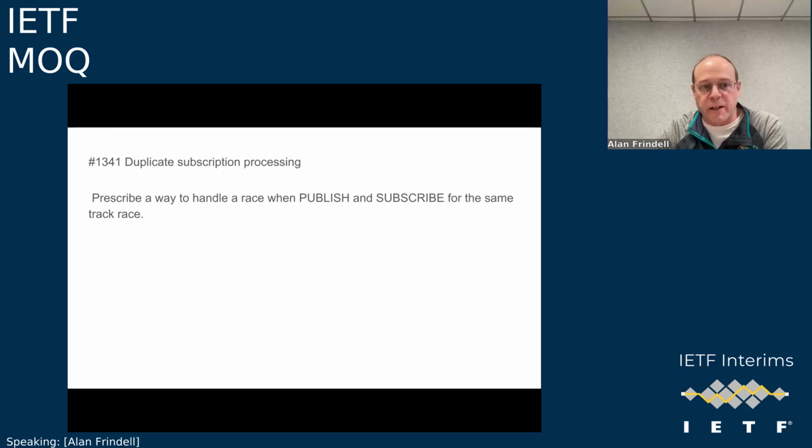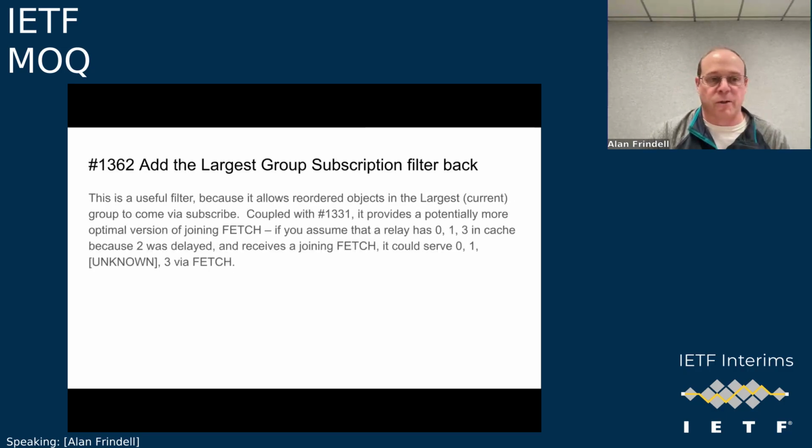Duplicate subscription processing. This talks about what happens if the publisher and subscriber both try to establish a subscription to the same track at the same time. So the publisher is publishing, the subscriber is subscribing. It just says, who wins? The PR says publisher wins, and the subscriber gets the subscription. The subscriber-initiated one gets torn down. That's completely arbitrary. If somebody feels the subscriber ought to win, it's fine. But there's just text there that explains it.